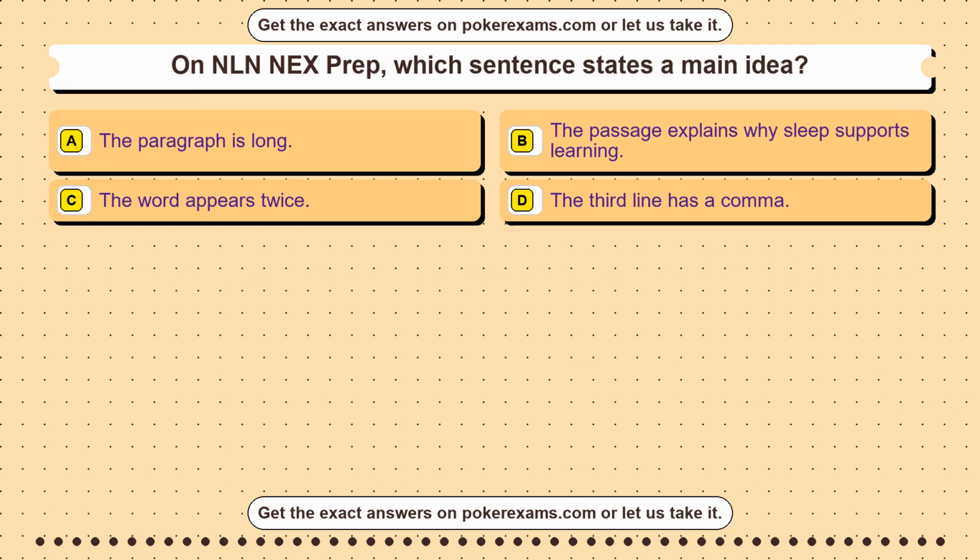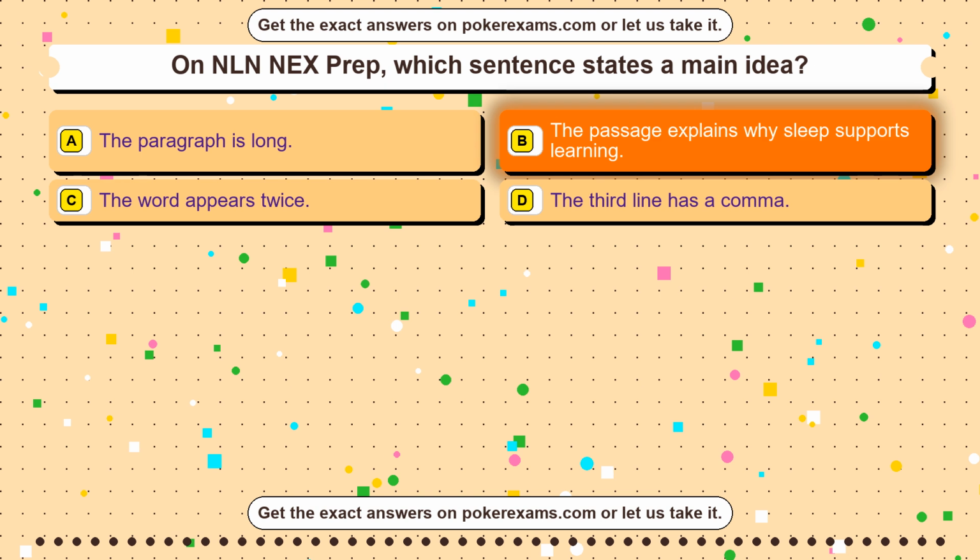Question 44. On NLN NEX Prep, which sentence states a main idea? Option A. The paragraph is long. Option B. The passage explains why sleep supports learning. Option C. The word appears twice. Option D. The third line has a comma. The correct answer is option B.